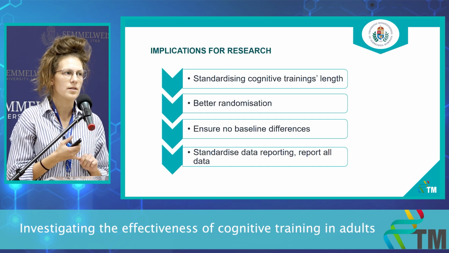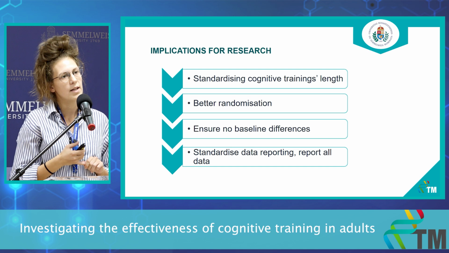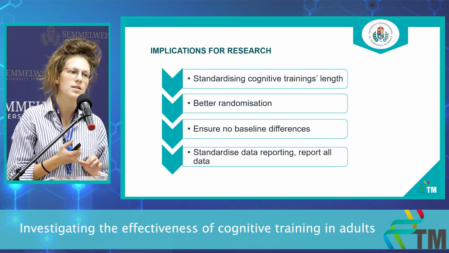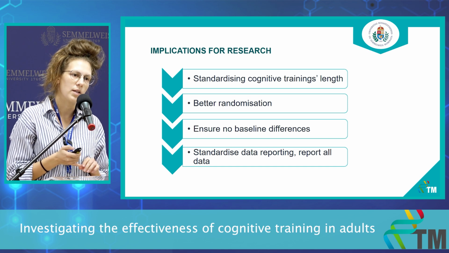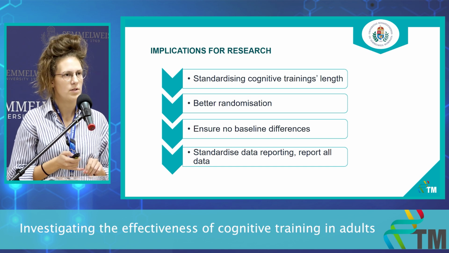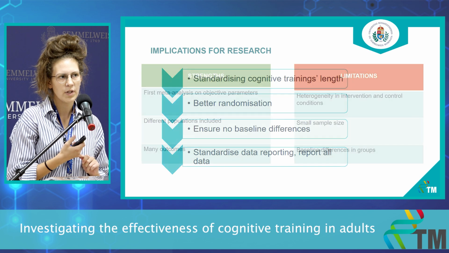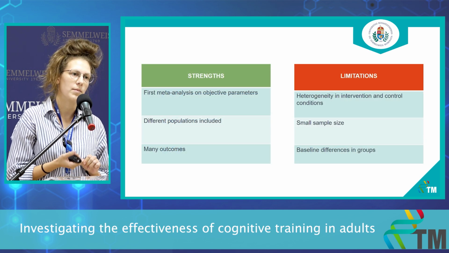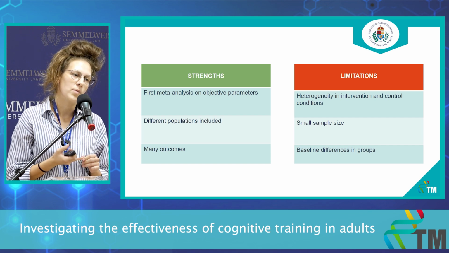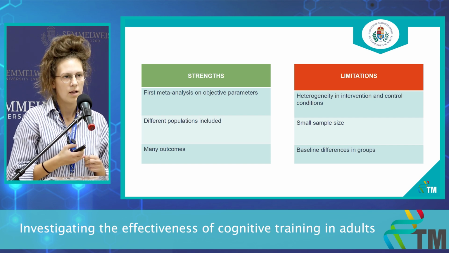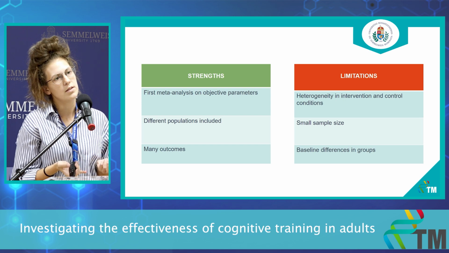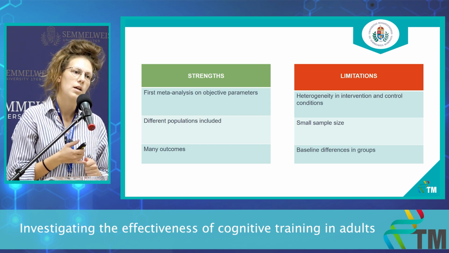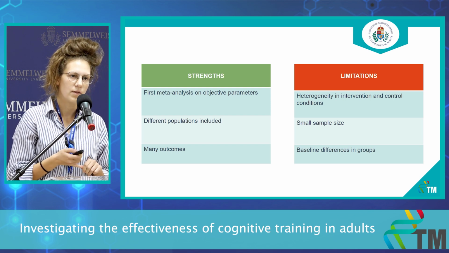Our implications for research are that standardizing cognitive training's length, better randomization, ensuring no baseline differences, and standardizing data reporting and reporting all the data would be beneficial. The strength of this study is that it is the first analysis on objective parameters. We included different populations and many outcomes. And one of the limitations is the very big heterogeneity in the intervention and control conditions, the small sample sizes, and the baseline differences in groups.